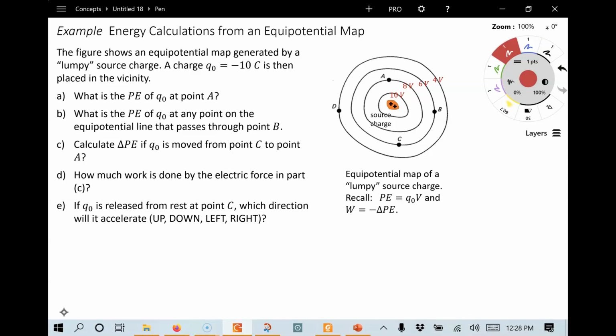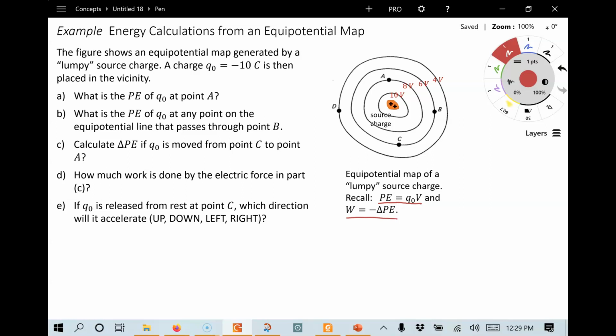We can use this map to do energy calculations, similar to what we did before. Remember that the electric potential energy is equal to a charge Q0 multiplied by the electric potential located at the position where the charge is at. We can also figure out the work done by the electric force by doing minus the change in the electric potential energy. Pause for a moment to read this question.